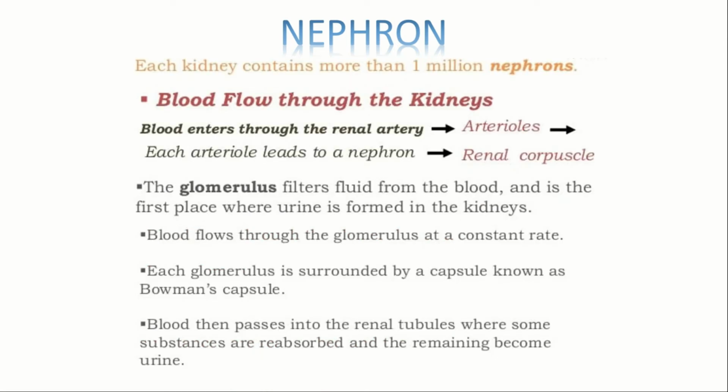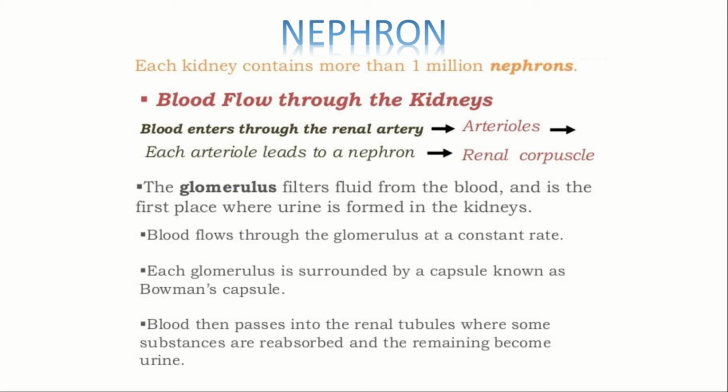Come, let us know about the main functions. The blood flow through kidneys. Blood enters the kidneys through the renal artery and each arteriole leads to the nephron by a renal corpuscle. The glomerulus filters fluid from the blood and is the first place where urine is formed in the kidney. So the glomerulus is the first place where urine is formed.